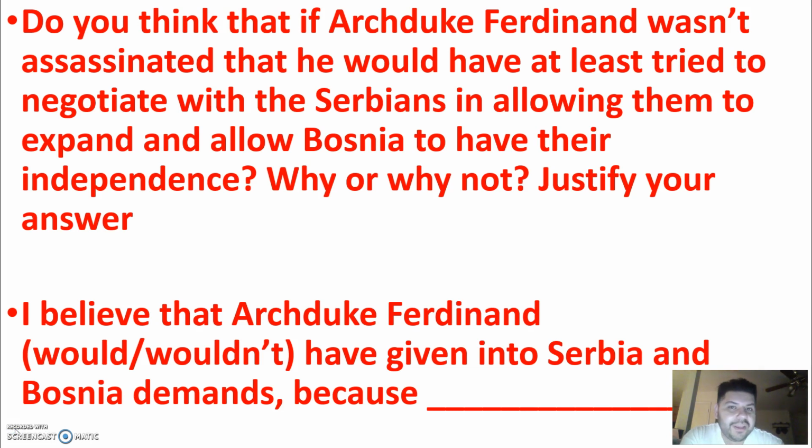Now, this question is a hypothetical one: do you think that if Archduke Ferdinand wasn't assassinated, he would have at least tried to negotiate with the Serbians, allowing them to expand and allowing Bosnia to have its independence? Why or why not? Justify your answer. Now, remember I did say that he was considered moderate, but do you think that if he was actually the emperor, he would have been like, you know what, this is not a good idea? Or do you think he would be like, I said what I'm going to do, and I'm going to do what I said, be a man of his word?